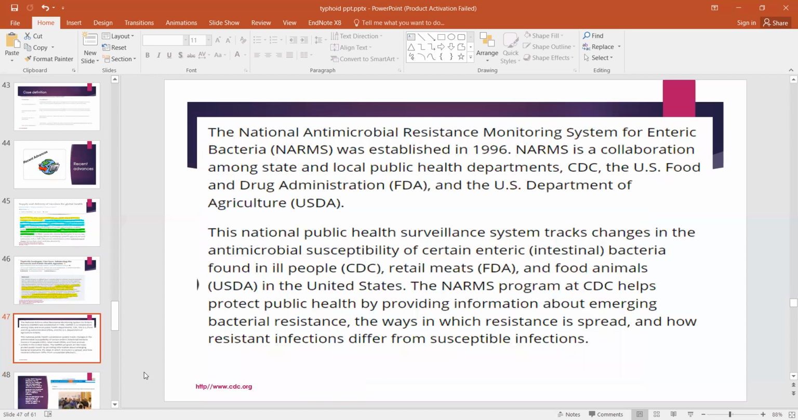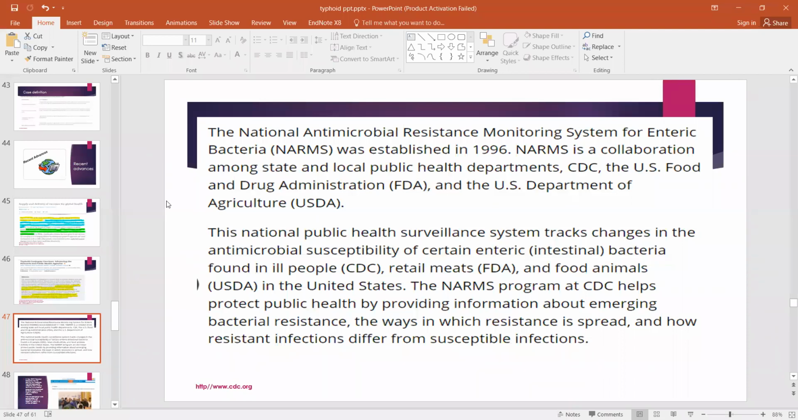The National Antimicrobial Resistance Monitoring System for enteric bacteria was established in 1996. The National Antimicrobial Resistance Monitoring System is a collaboration among state and local public health departments, CDC, the US Food and Drug Administration, and the US Department of Agriculture.